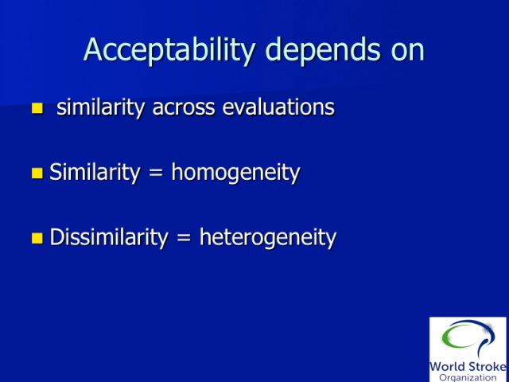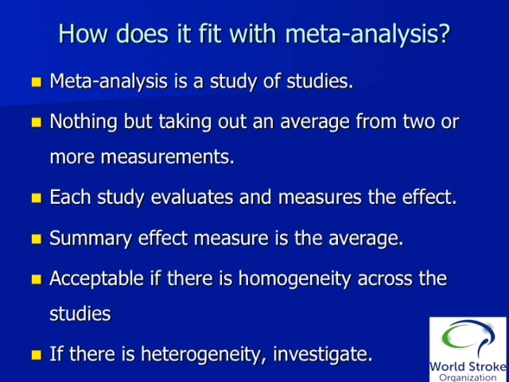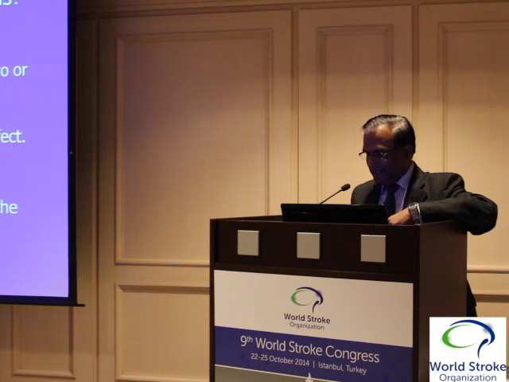How does it fit with meta-analysis? Meta-analysis is a study of studies. It's nothing but taking out average from 2 or more evaluations. And each study is evaluating and measuring some effect. If the summary effect measure, which is average, is consistent with the rest of the results, meaning there is homogeneity, you easily accept it. If there is heterogeneity, then you want to investigate. And that's what the committee decided.